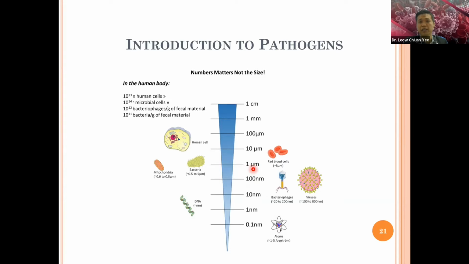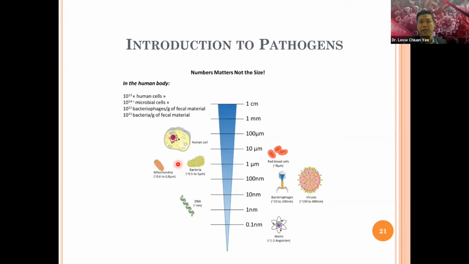The bacteria size itself is roughly from around 1 micrometer up to maybe 10 micrometers, depending on the bacteria. Sorry, not 20, maybe 2 micrometers. And then followed by red blood cells. So for this one, we know that now we can see the difference. That's the reason why the size of red blood cells is so big.